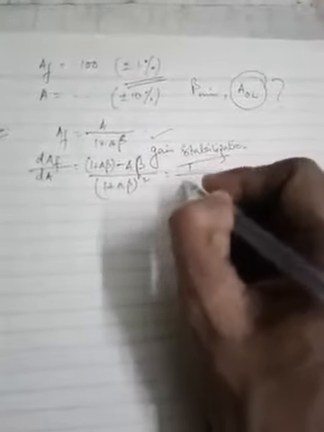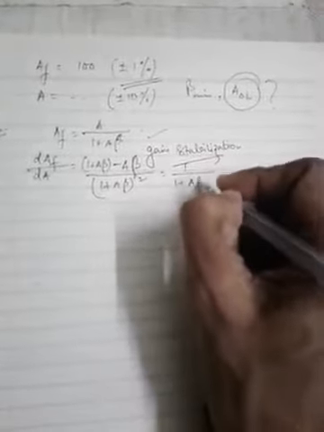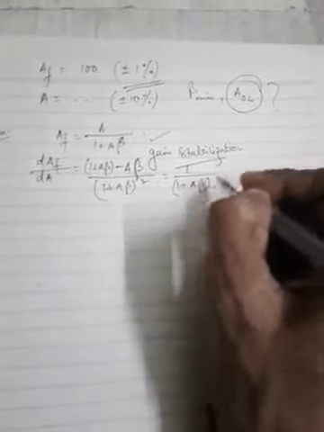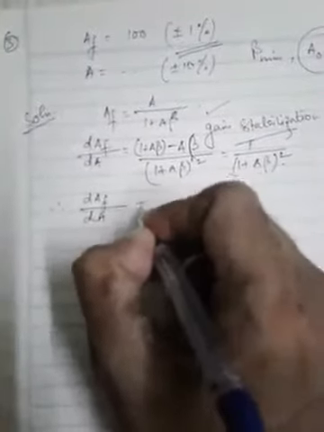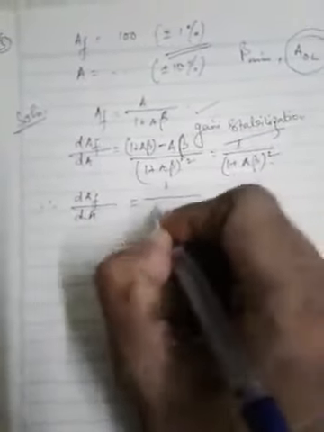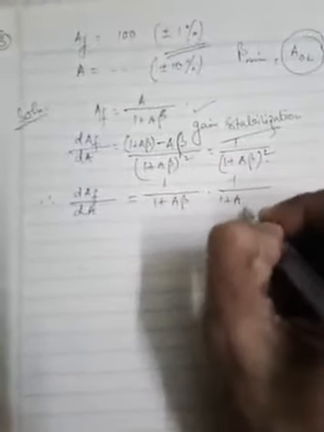So this is 1 by 1 plus A beta whole square. So rearranging this, we can write dAF by dA is equal to 1 by 1 plus A beta into 1 by 1 plus A beta.